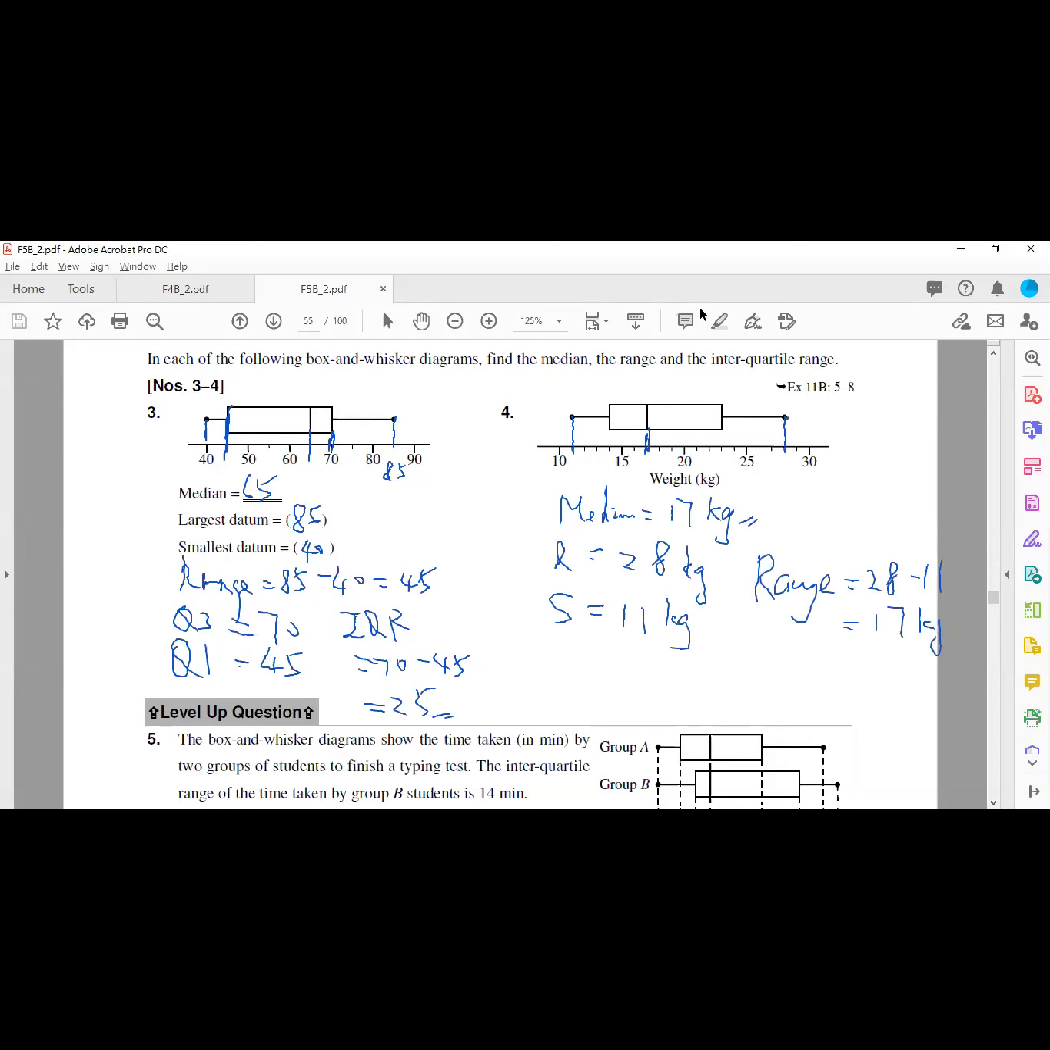Okay, and then Q3 is this position, 23 kg. Q1 is this position, 14 kg. And then interquartile range, IQR, is equal to 23 minus 14, which is equal to 9 kg. Okay, so that is the answers.